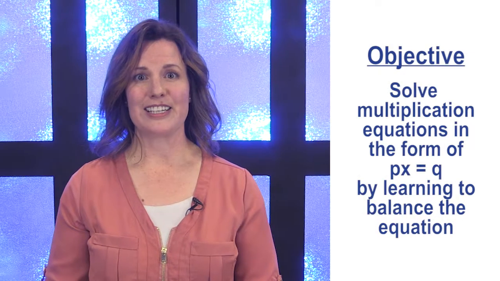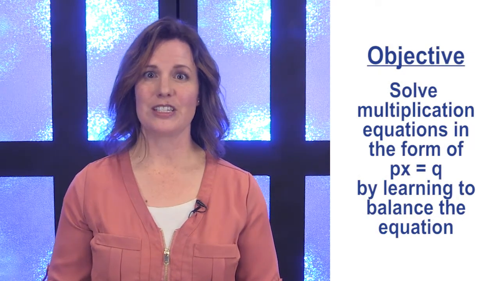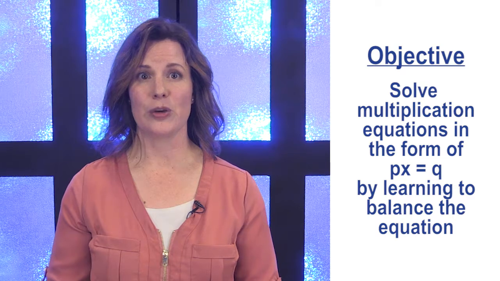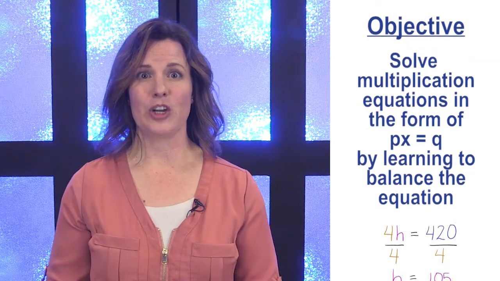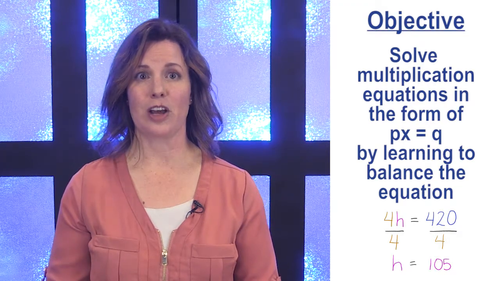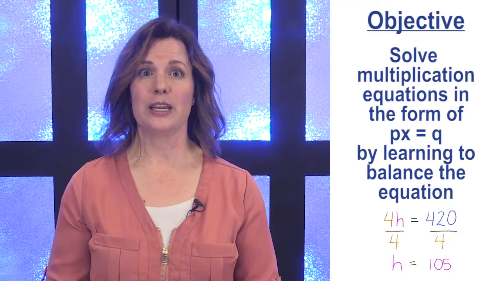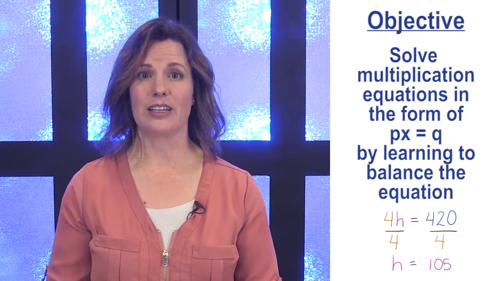The objective for this lesson was to solve multiplication equations in the form of px equals q by learning to balance the equation. We met this objective by showing how to divide by the same amount on each side of the equation, using a balanced scale and modeling the calculations, leaving the variable equal to the quotient.